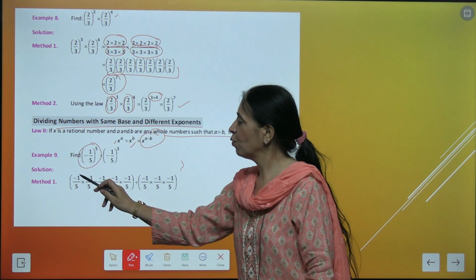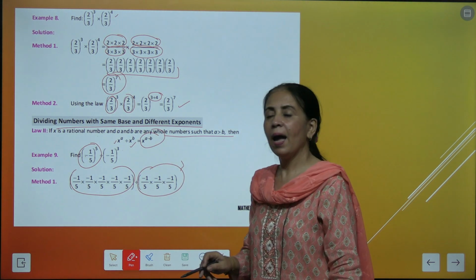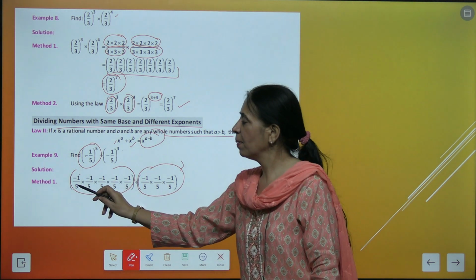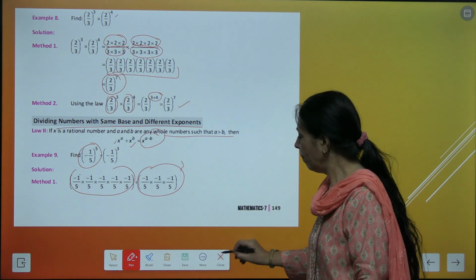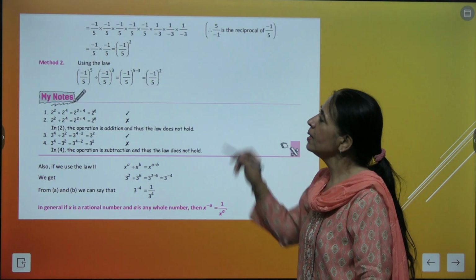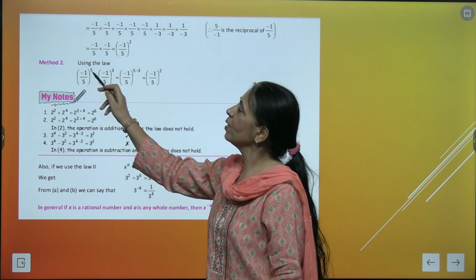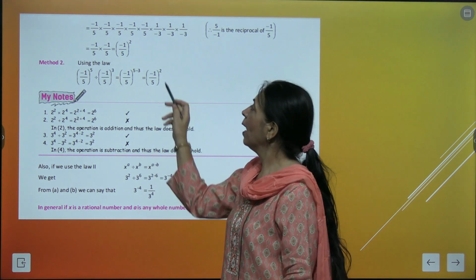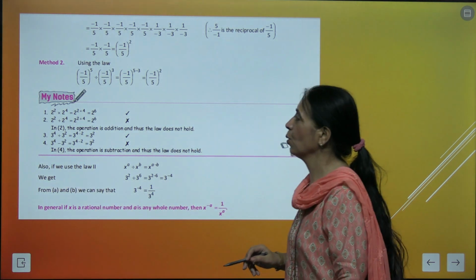पहले हमने इसको 5 times लिखा divided by 3 times लिखा and we'll observe हमें result में मिलेगा minus 1 upon 5 multiply minus 1 upon 5. But अगर हम यहाँ पर second method use करेंगे using the law, simply powers का difference निकाला 5 minus 3 and we get minus 1 upon 5 raised to the power 2, which is your answer.